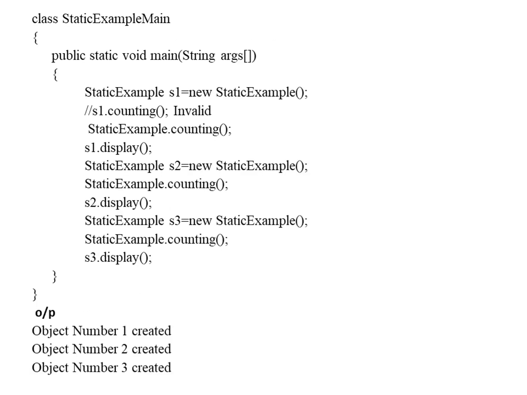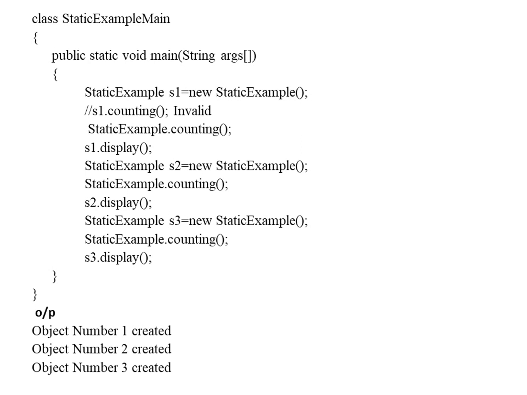See here I have created the object s1, right? Now if I call the method s1.counting, it is an invalid statement because counting is a static method. It cannot be called with the help of the object name and the dot operator. It can be called only with the help of the class name and the dot operator. Now see, after that I am giving s1.display. So I have created the s1 object, I have called the method counting with the help of the class name and dot operator, and since display is a normal method, I am calling it with the help of the object, s1.display.